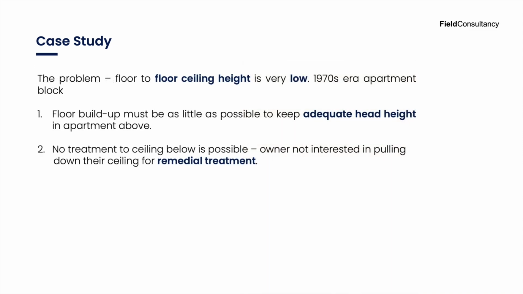So the problem, the floor-to-floor ceiling height was very low because it was a 1970s era apartment block. So we had to keep any potential mitigation build-ups for the floor to be as little as possible to keep the adequate head height in the apartment above. There was no opportunity to put additional ceiling treatment in the apartment below. The owner was not interested in pulling down their existing plasterboard ceiling for further remedial treatment.